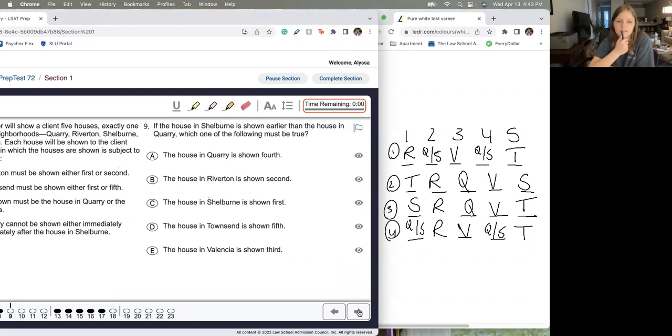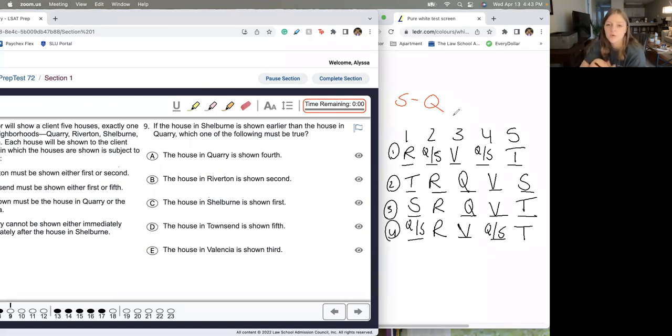Next one, number 9, says if the house in S is shown earlier than the house in Q, which one of the following must be true? Okay, so I'm going to write this if out because it's restricting me to when S is earlier than Q, which is going to look something like this. We have to have S before Q.